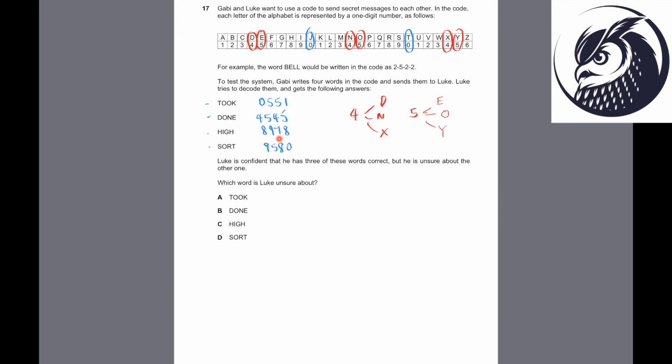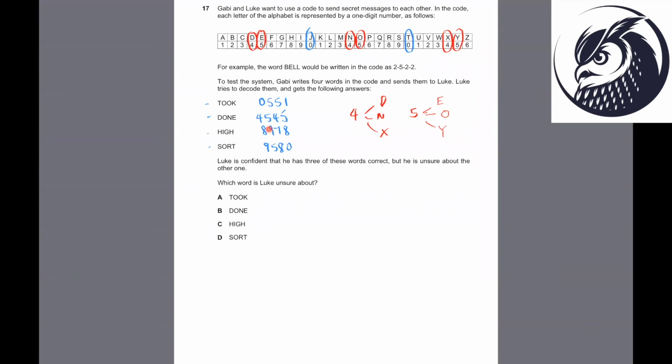But you can see that 4 and 5 might be the most confusing because both 4 and 5 represent 3 different potential letters. So if you really think about it, just from an eyeball perspective, this code here would be the most confusing one for Luke to decode, because there could be many different combinations of letters that 4545 could represent, right? Whereas something like 0551, there's going to be fewer word combinations it could represent, same as 8978.